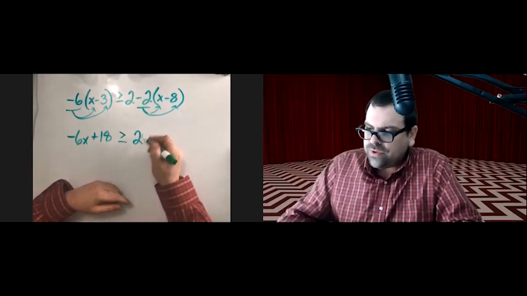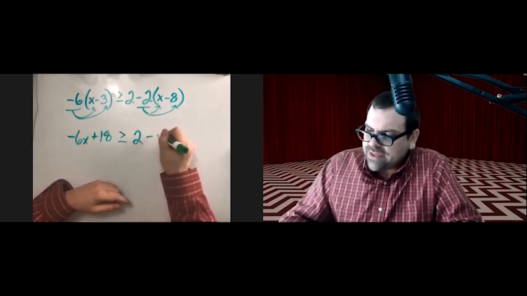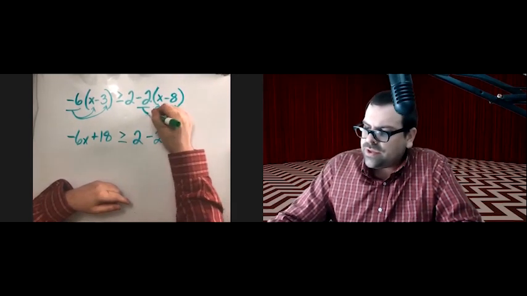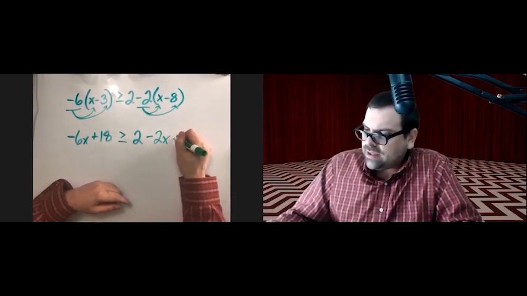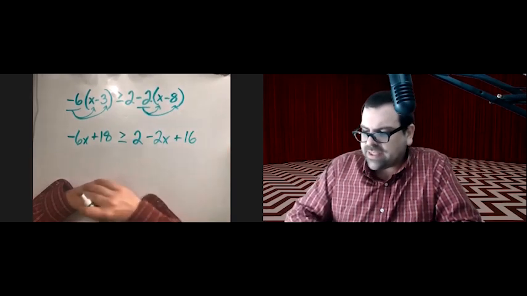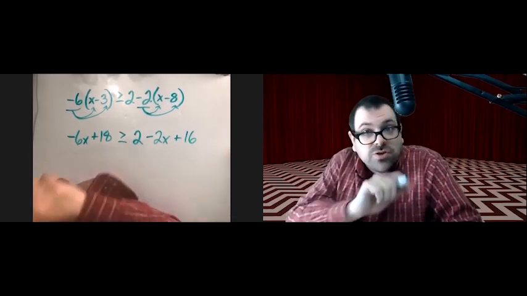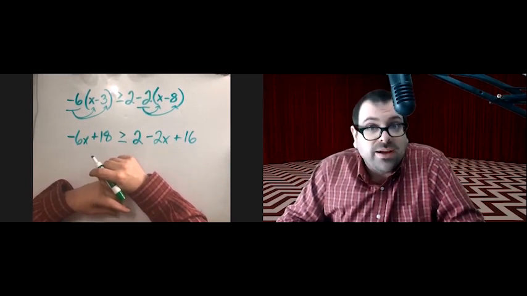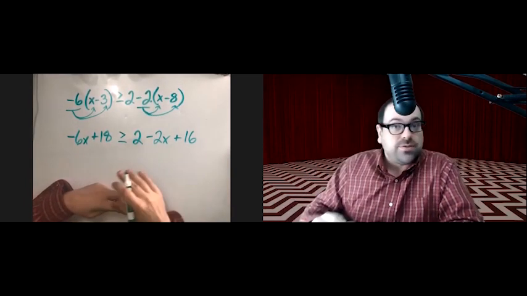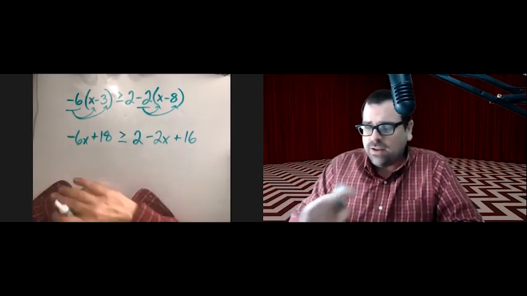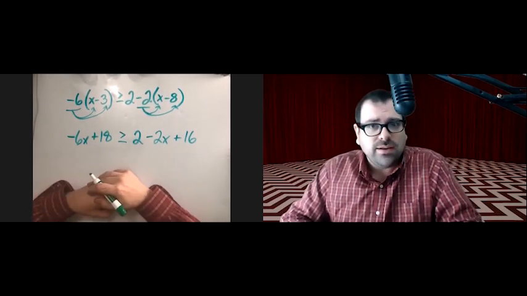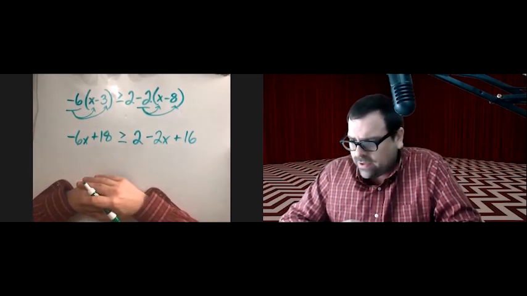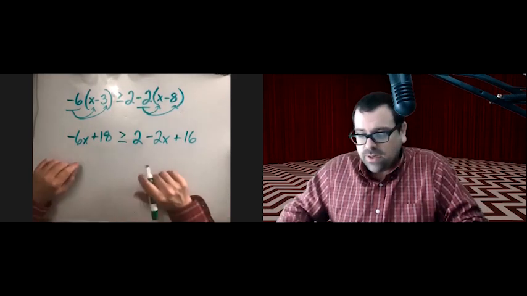Bring down our 2. Negative 2 times x is negative 2x. Negative 2 times negative 8 is positive 16. Yes, I will show an example of what we do mean by multiplying by a negative number after this one, because we've been doing dividing. So I will show one that clears up what multiplying both sides by a negative would look like. In the meantime, let's finish this one.